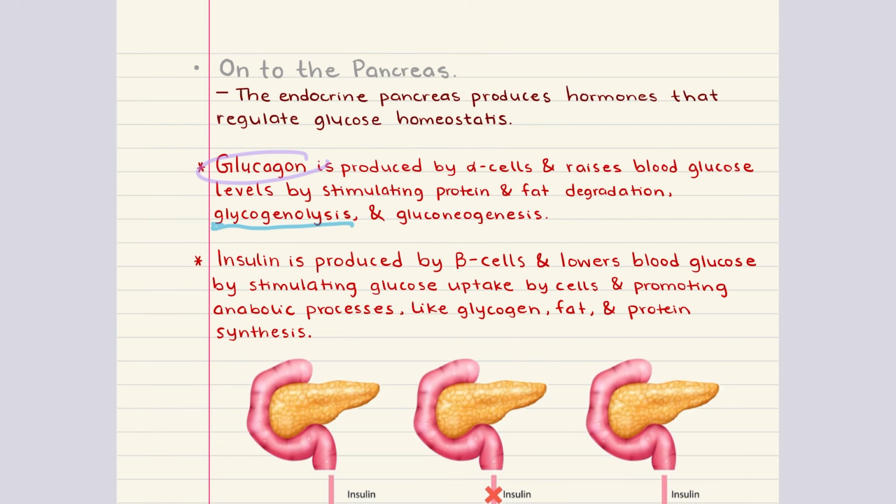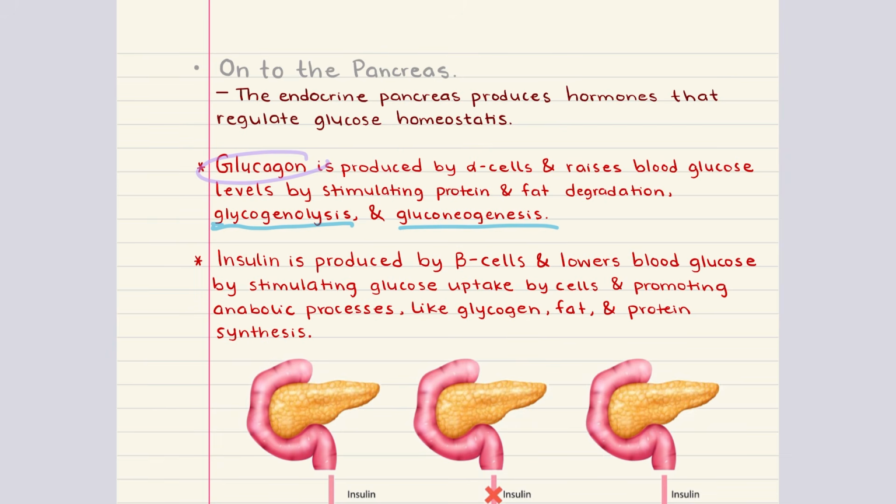It also does this by promoting gluconeogenesis, which is the process of generating new glucose molecules from non-carbohydrate sources like amino acids and fats. It also does this by encouraging lipolysis and protein catabolism, meaning it helps break down fats and proteins to support glucose production.